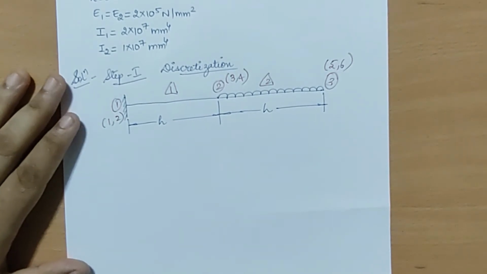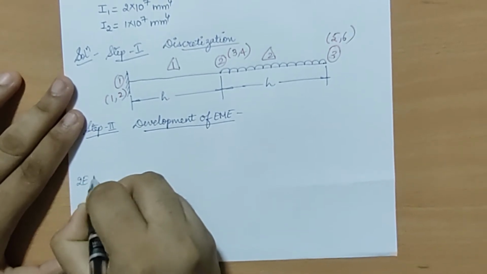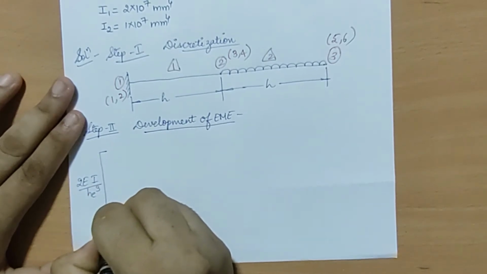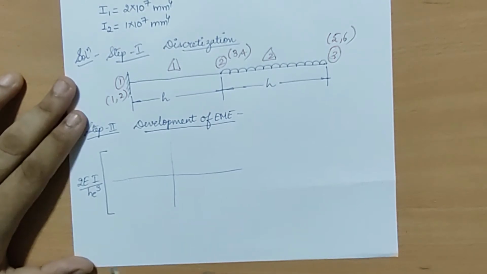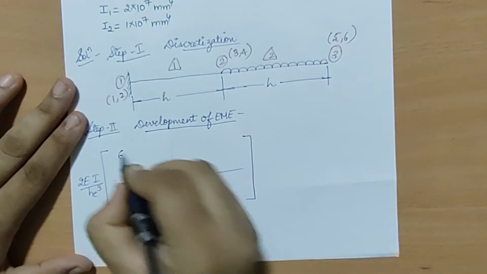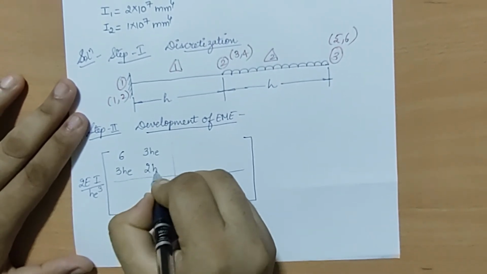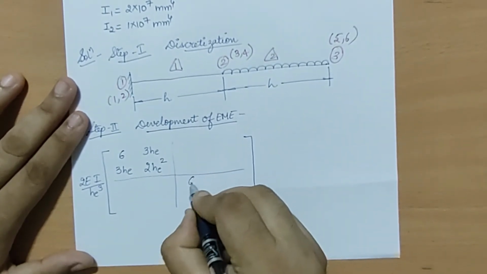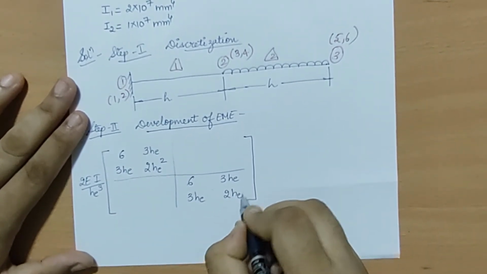Next step is development of EME. The EME is given as 2EI upon HE cube. Now here again I am going to draw a cross sign. I will have 4, 4, 4 and 4 elements at each position. So here the elements are 6, 3HE, 3HE and 2HE square. Now whatever I have written here, I will copy the same elements here. So I will get 6, 3HE, 3HE and 2HE square.